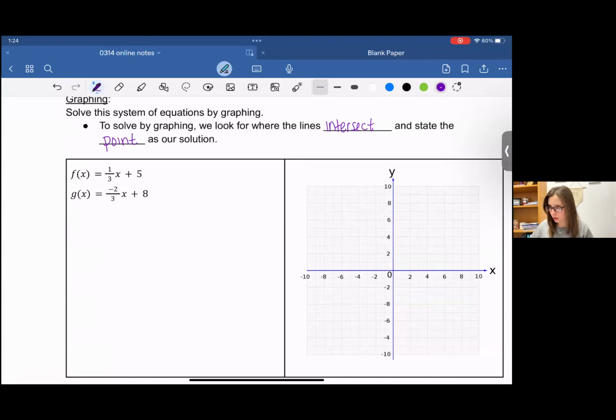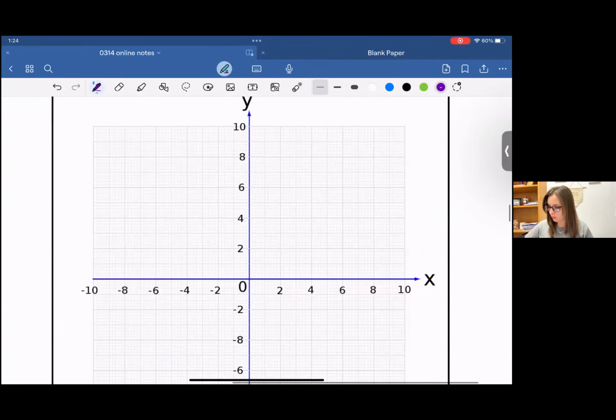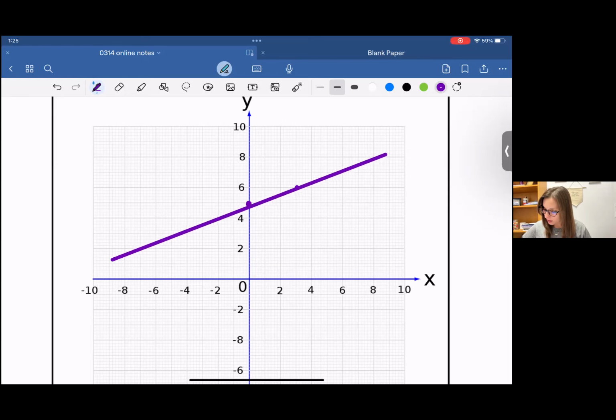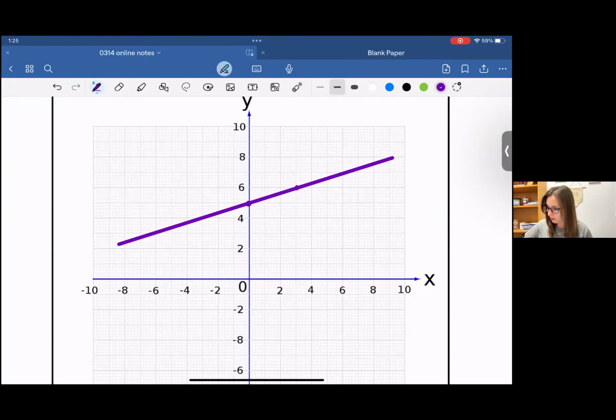So 1/3 x plus 5 means I'm having a y-intercept at 5. Let me make this bigger. And a slope of 1/3. So that means it goes up 1 over 3. This graph is kind of hard to read, but hopefully I got that. And then draw your line. Mine's a little bit off. Let's try that again. That's a little better.